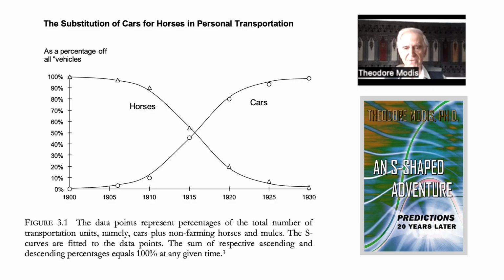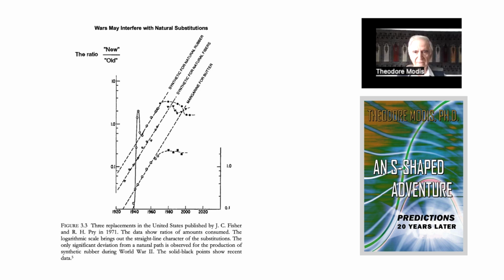Let's give our audience a couple of examples. There's synthetic rubber, natural rubber. There's also horses for cars. Yeah. But the synthetic rubber has an interesting twist in it. Here is the horses for cars, two S-curves, one going down for horses, one going up for cars on a linear scale. And here is the Fisher-Pry, and we have several of those. And in fact, all of them are parallel lines. Now, remember, this is a logarithmic scale of new to old. Therefore, straight line here means S-curve. So you see margarine for butter follows a straight line.